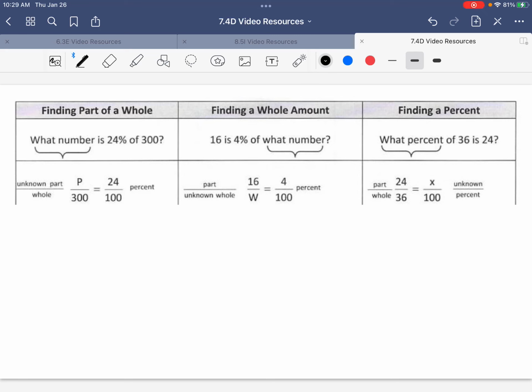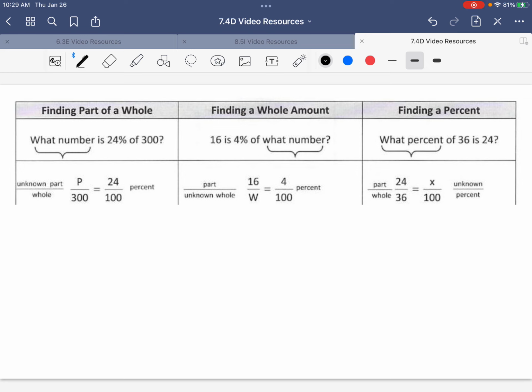Hey guys, today we are talking about finding parts, wholes, and percents. There's a couple different ways that you might be asked to do this. You could be asked to find a part, you could be asked to find a whole, or you could be asked to find a percent.